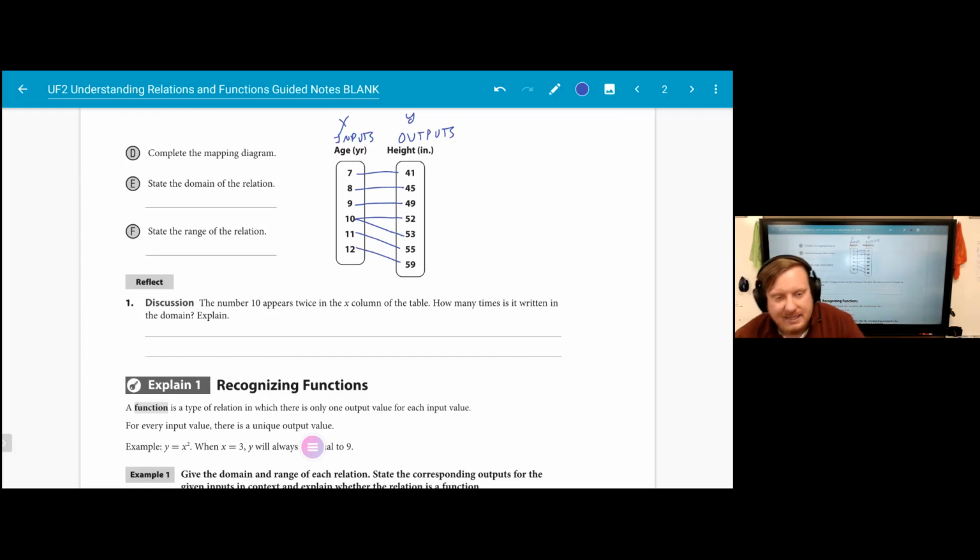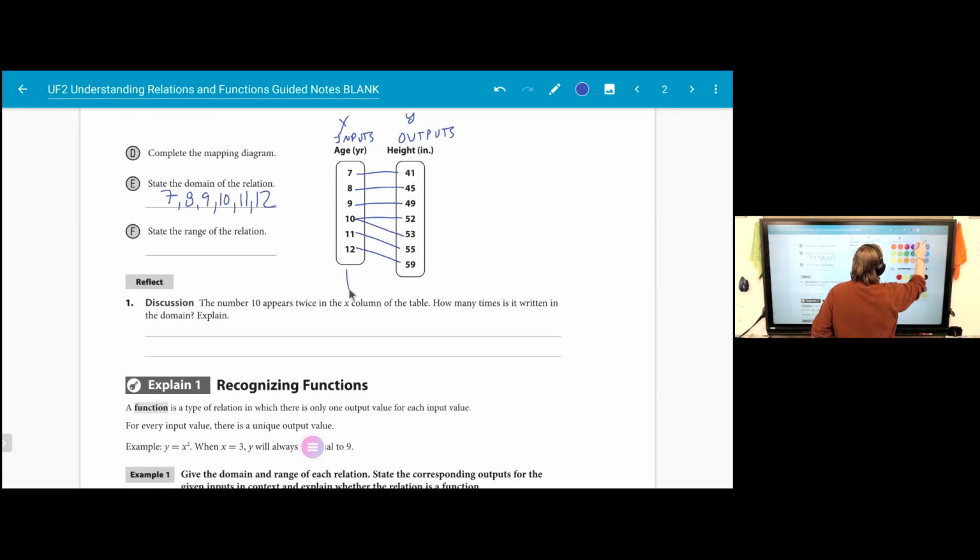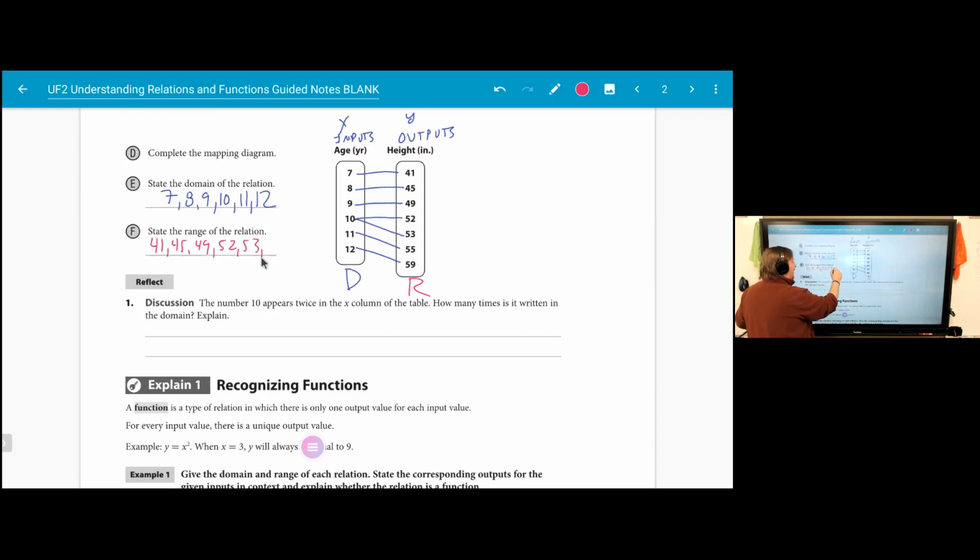The domain is the X values. Don't repeat X values if they repeat. My domain is 7, 8, 9, 10, 11, and 12. My range values are 41, 45, 49, 52, 53, 55, and 59.